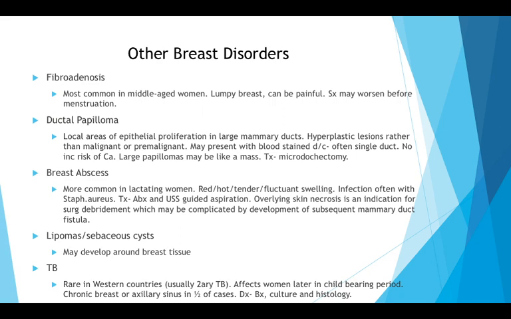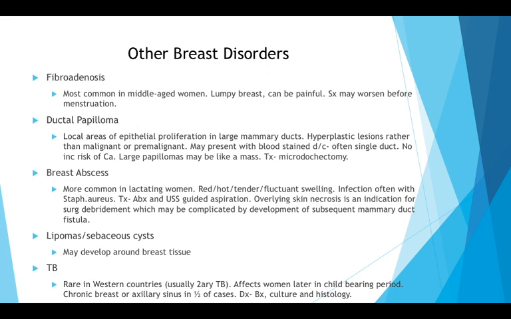Ductal papilloma are local areas of epithelial proliferation in large mammary ducts. There are hyperplastic lesions, rather than malignant or pre-malignant. And the key here is it can present with blood-stained discharge. However, there isn't really an increased risk of cancer. Again, it can be confused with a malignant lump, because they present like a mass. So treatment is microdochectomy.